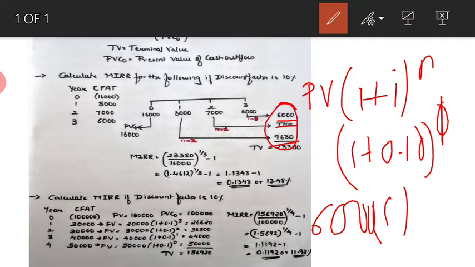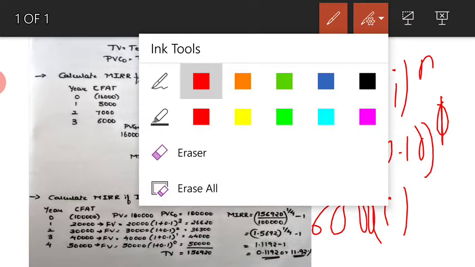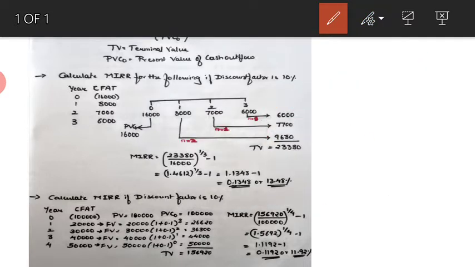So once you add all these future values, you get the terminal value. 6,000 plus 7,700 plus 9,680 gives you 23,380 rupees, which is the terminal value. Now let us use this in the formula.